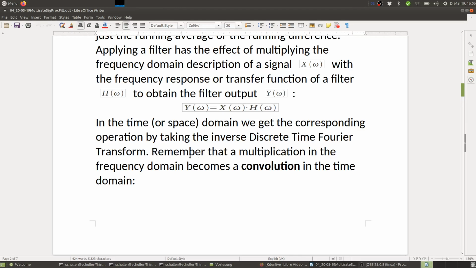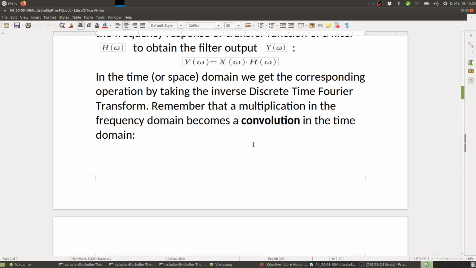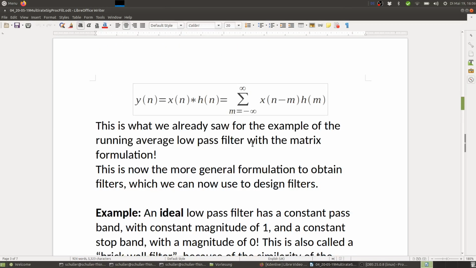Remember that a multiplication in the frequency domain becomes a convolution in the time domain. So this multiplication here in the frequency domain then turns into a convolution, which we see here. So the output of our filter is then x convolved with h, being the impulse response of our filter. And this convolution, remember, is defined as this convolution sum.